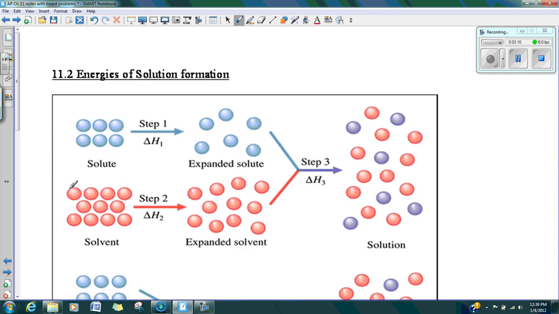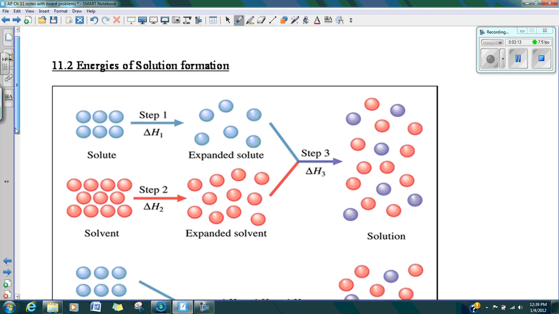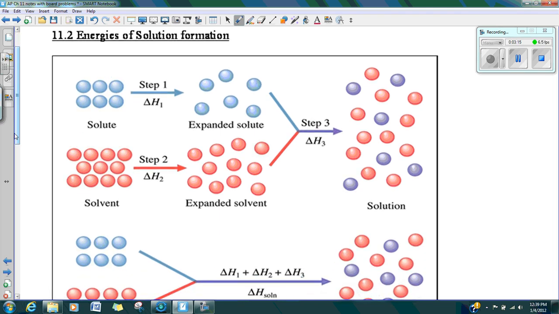We're going to jump into section 11.2 here, and we're talking about solutions. Well, how do things become a solution? How do things dissolve? You've made Kool-Aid since you were probably really little. Well, how does that happen?